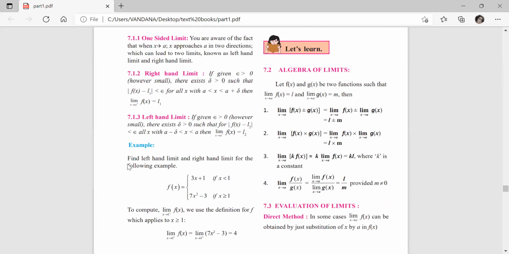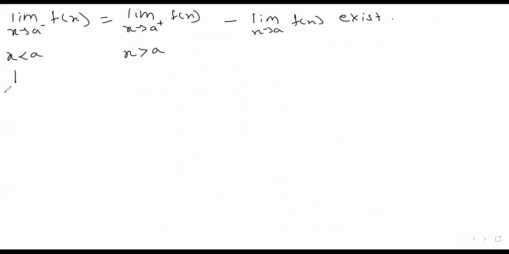Here the limit x tends to a minus असतं. याला one-sided limit म्हणतो आपण. These are one-sided limits. This is called as left limit, left-hand limit. And this is called as right-hand limit. जेव्हा लेफ्ट हँड आणि राईट हँड लिमिट सेम असतात तेव्हाच लिमिट एक्झिस्ट करतं. जर ते सेम नसतील तर ते लिमिट एक्झिस्ट करत नाही. ओके.